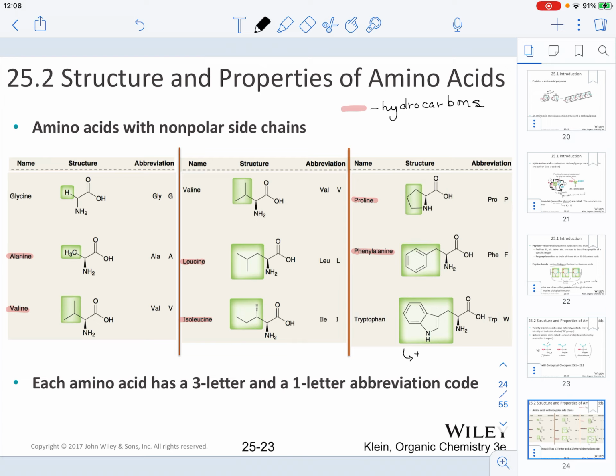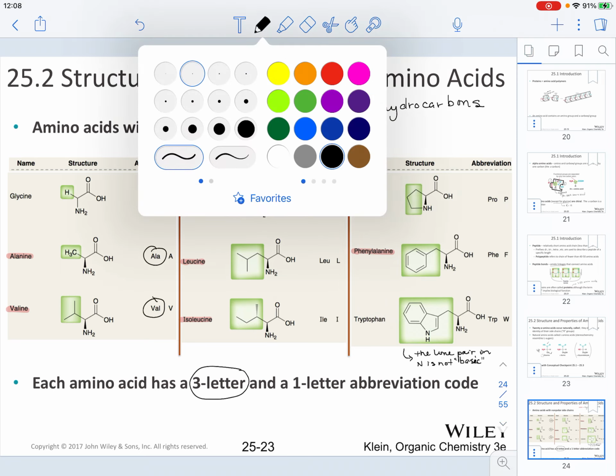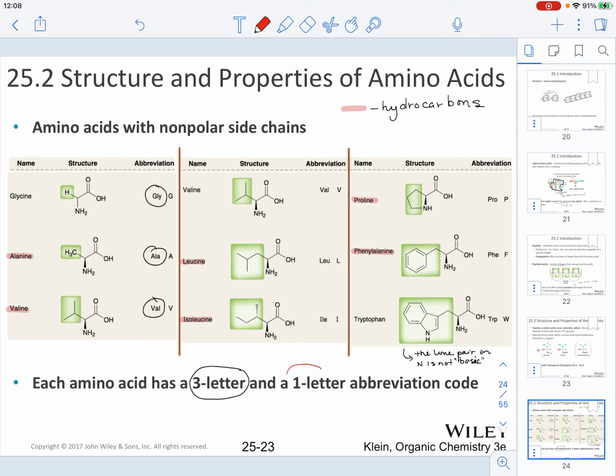because the lone pair in the nitrogen is not basic, meaning that it cannot act as a base. Understand that the amino acids also have a 3-letter code and a 1-letter code.